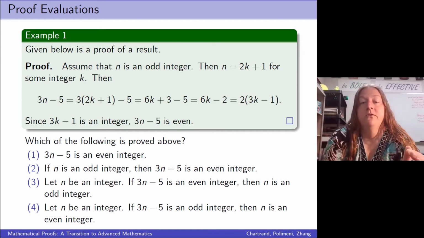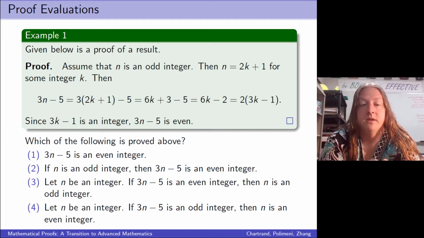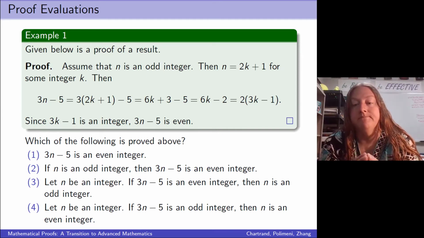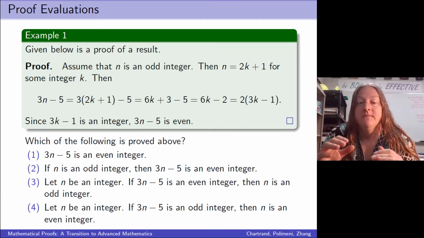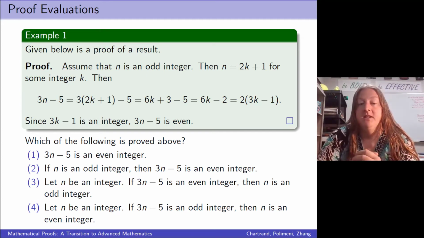Now I work off of that idea of n being an odd integer, and I use the definition to make 2k plus 1 be my n. And then I work through this arithmetic, and I start with the statement 3n minus 5, plugging in my odd n, and I find that I have 2 times 3k minus 1. And then I say 3k minus 1 is an integer, so then by the definition of even, I have 2 times an integer, so 3n minus 5 is even.